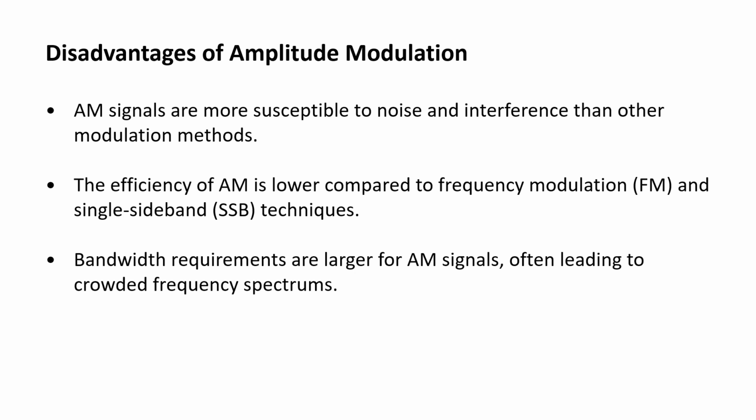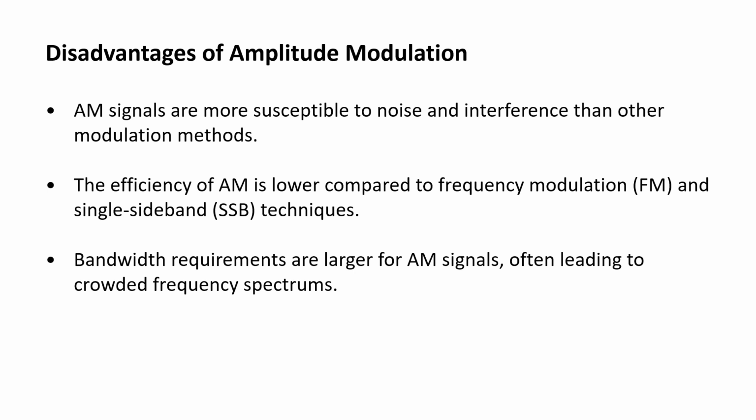Low efficiency. A large portion of the transmitted power is concentrated in the carrier signal, which does not carry useful information, leading to inefficient power usage. The third point is limited sound quality. Amplitude modulation has a lower bandwidth, typically around 10 kHz for commercial broadcasting, which limits audio quality compared to FM.